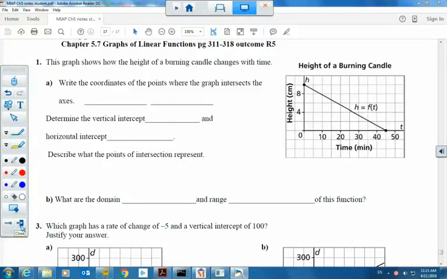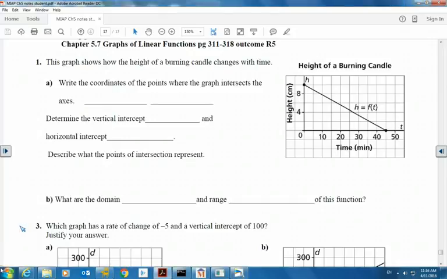Okay, so now in 5.7, so this is outcome R5, we're going to look at graphs of linear functions. So let's talk about what we have and what we're looking at when we are analyzing these graphs. So the first question says this graph shows the height of a burning candle that changes with time. What happens to a candle when it's lit? What happens to the height of that candle? It decreases, it starts to diminish, it goes down, right? It melts. So eventually, what happens to this candle of ours?